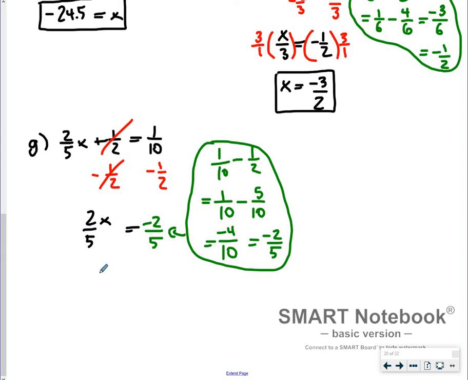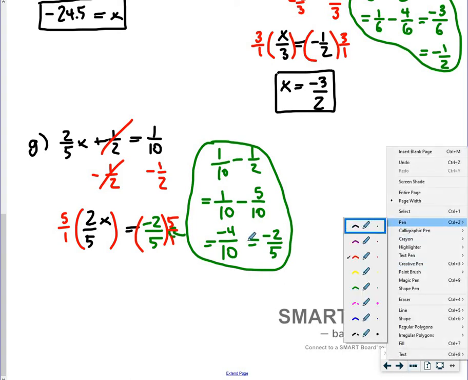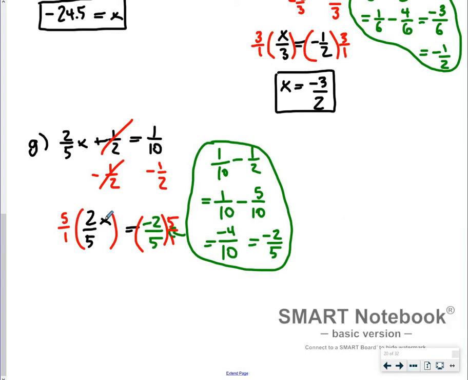There's a 2/5 there. I could do this in one step and multiply both sides by 5/2, and that would get x on its own right away. Or I can take care of the 5 in the denominator first. So I can just multiply both sides by 5/1. So in the next step, I will get 10x/5. So 10x divided by 5 is 2x.